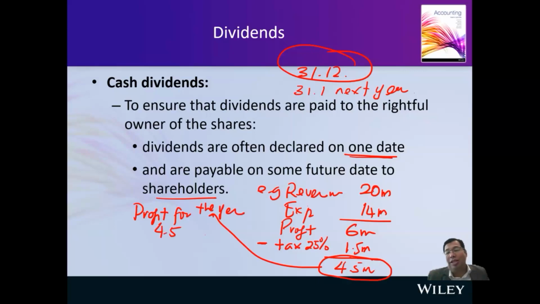Profit for the year is 4.5 million. And then you have to decide whether you're going to give this money to the shareholders or you're going to keep the money. Whether the business is going to give dividends to the shareholders or the business will use the money for expansion, for their future project.